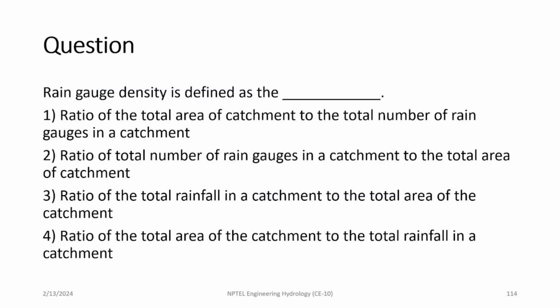Now coming to the next: rain gauge density is defined as the ratio of total catchment area to the number of rain gauges in a catchment. Number 1 is the correct answer. Yes, good. Do you think other options may be correct?